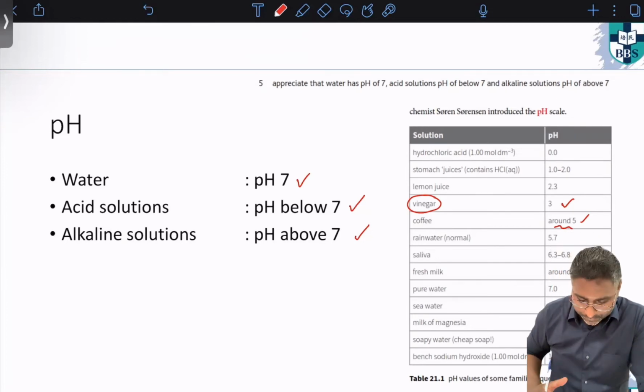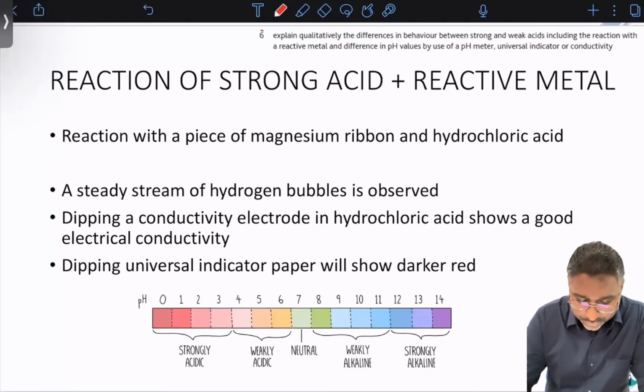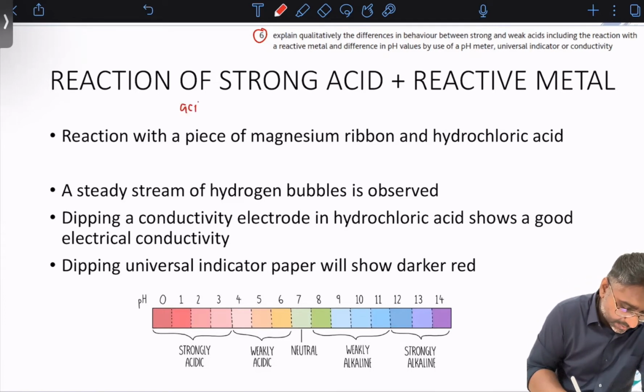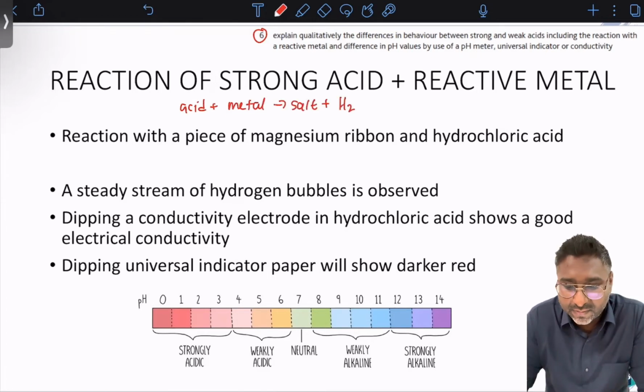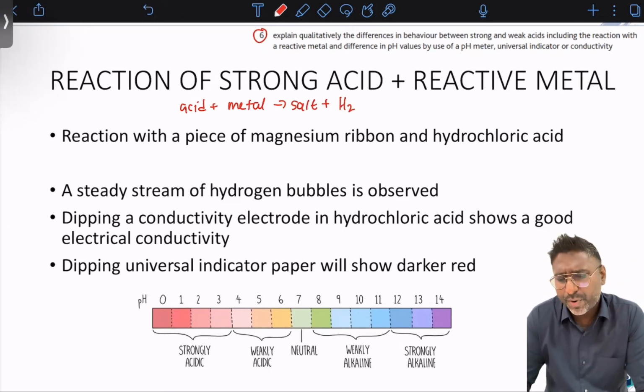So let's move on. Of course, in your syllabus they want you to explain qualitatively the behavior of strong acid and weak acid with reactive metal. So do remember, acid plus any metal will give you salt plus hydrogen gas. This hydrogen gas can give you the pop sound when it is tested with a lighted wooden splint. This is something that you need to remember.